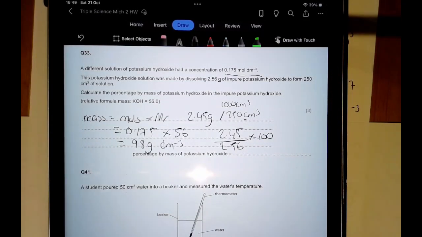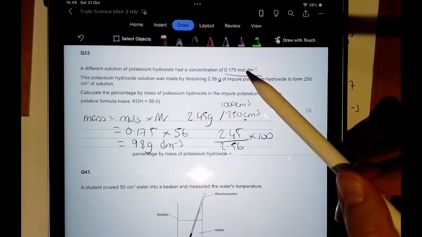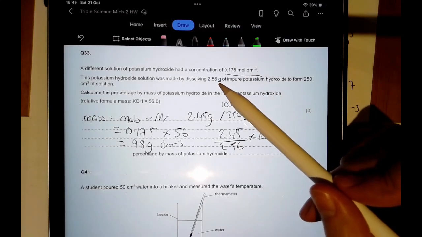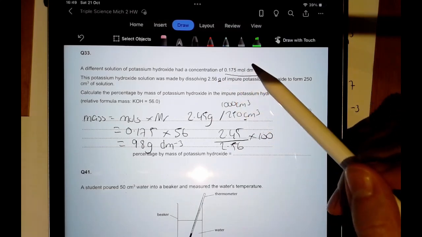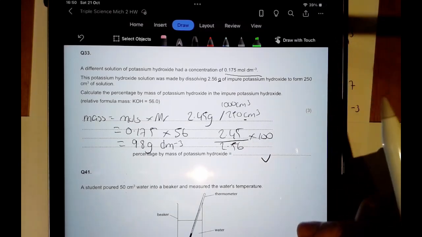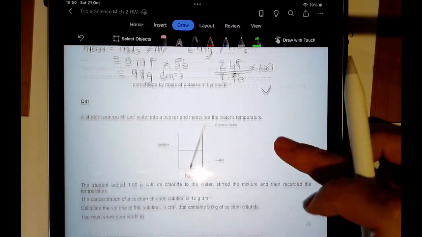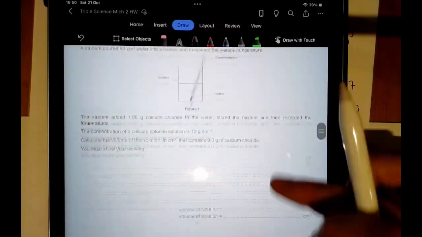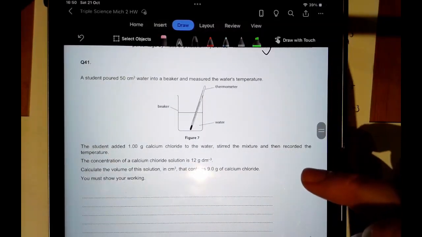There's more than one way to do that, so I've converted this into grams per decimetre cubed, but you could go the other way. You could turn this into moles per decimetre cubed. As long as they're both in the same unit before you get your percentage, you're going to end up with the right answer. Let's have a look at, is it the last one? Oh, okay, two more. Let's have a look at the next one then.